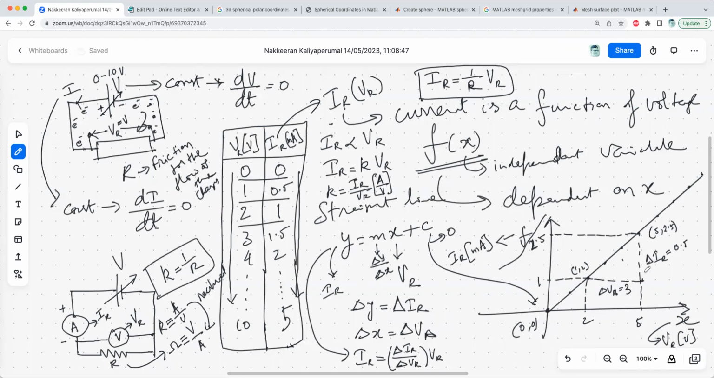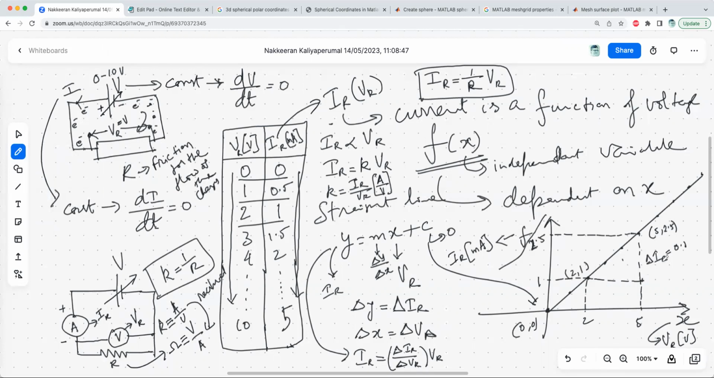Something fishy for me. No, it should be 2. Now I know where the mistake is. The coordinate point is not correct. Oh, it's 2, 1. That made things fishy. So this is going to be 2, 1.